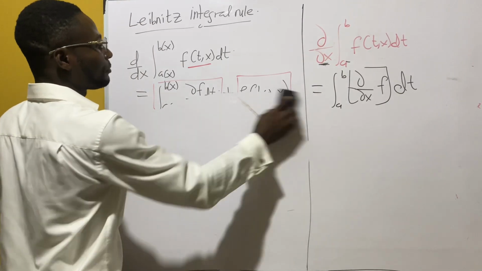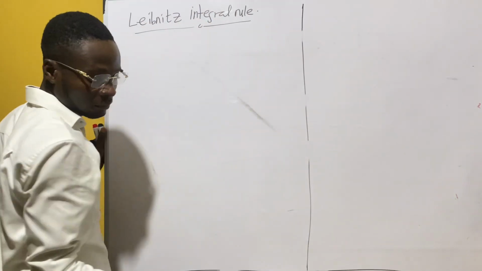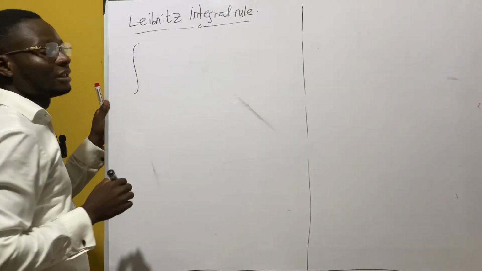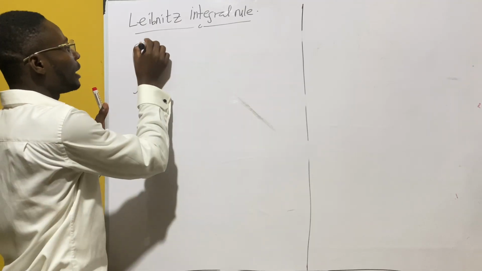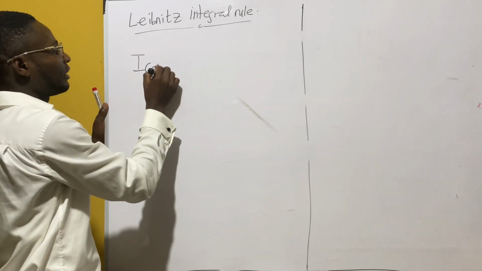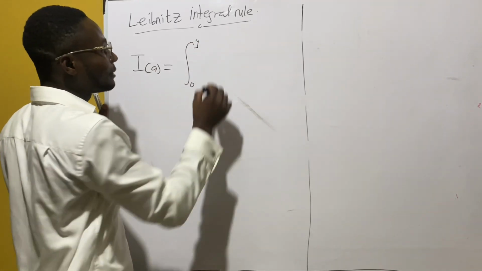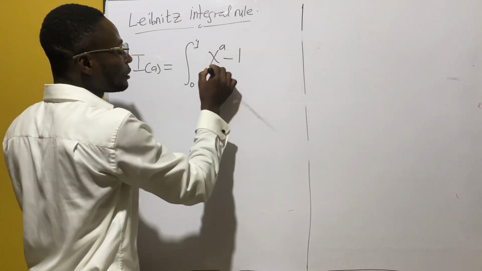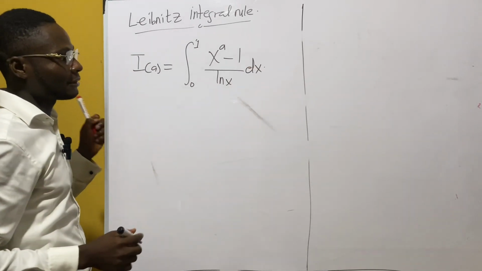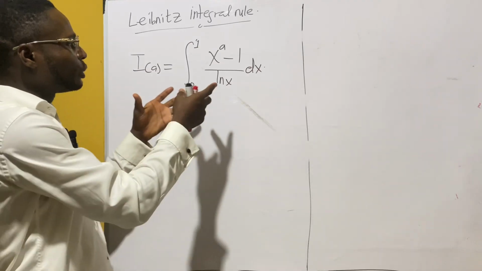So let's look at a problem. For instance, when you have I of a equal to the integral from 0 to 1 of x to the power a minus 1 all over ln x dx, this is the problem you have at hand. How do we tackle this?